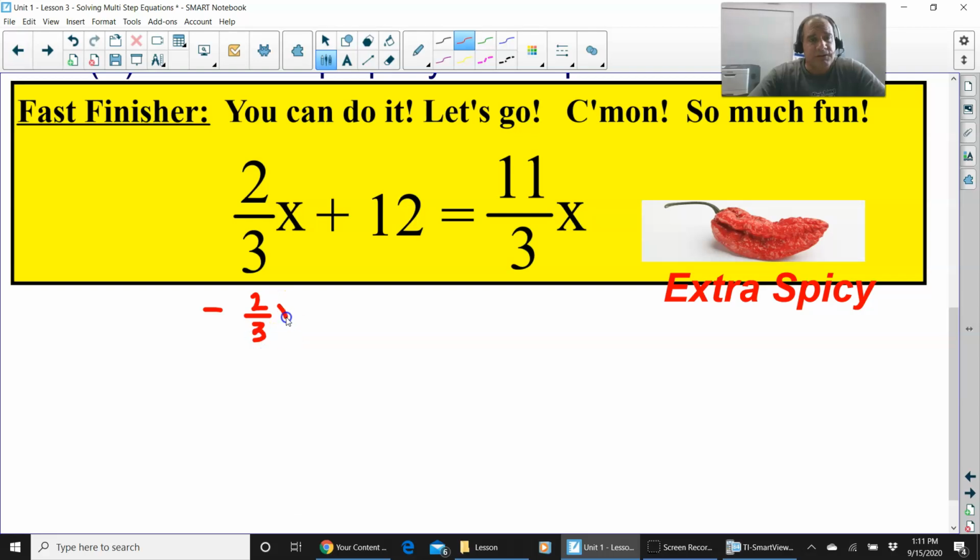So I'm going to just take this and bring it over. Anytime you want to pause and try this on your own, that would be better than just watching me do it. All right, so these cancel, and we have 12 equals, and then, oh my goodness, we have all these fractions, but who cares? 11 over 3 minus 2 over 3. That's 9 over 3.